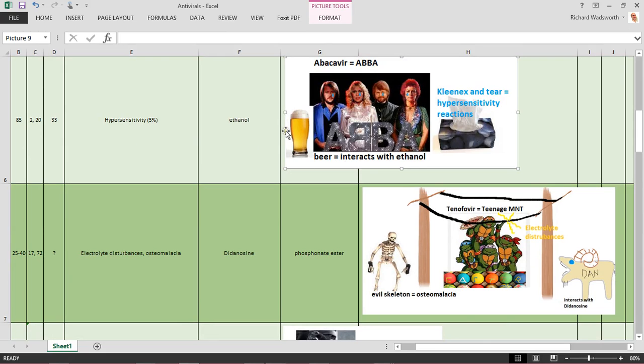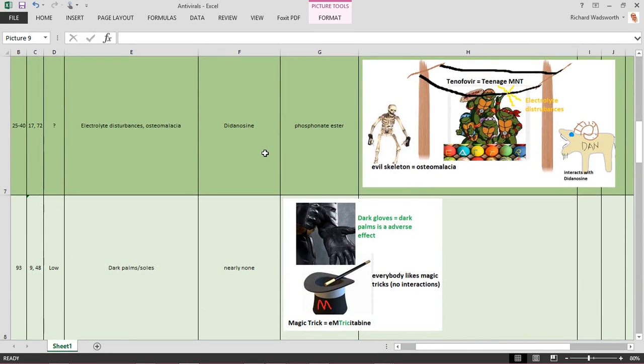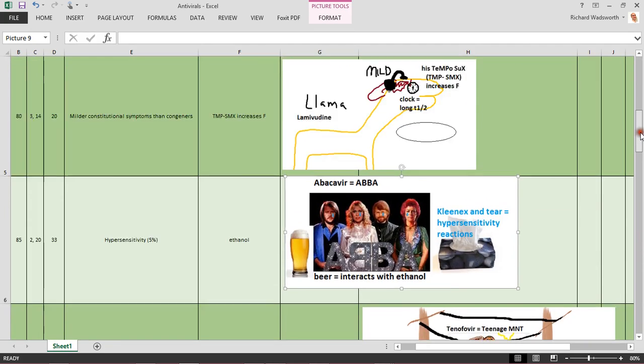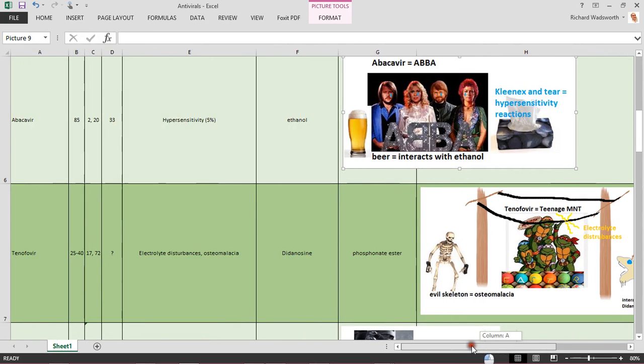Also, its interaction is with ethanol, which, gosh, I'm sorry, it's jumping everywhere. Ethanol, which is here because people in bands drink a lot, right? So here they are, ethanol and their hypersensitivity reactions. So Abacavir, Abacavir, and Kleenex.